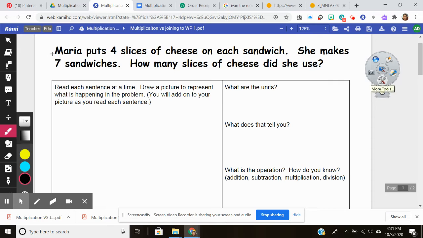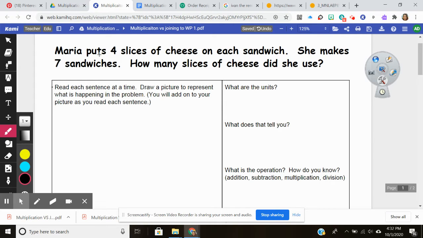So first I'm just going to read the word problem. It says Maria puts 4 slices of cheese on each of 4 sandwiches. She makes 7 sandwiches. How many slices of cheese did she use? All right, so I'm not quite sure about anything quite yet. So I want to start here and I want to read each sentence at a time. And then I'm going to draw a picture to represent what's happening in the problem. Remember, I'm going to add on to your picture as you read each sentence.